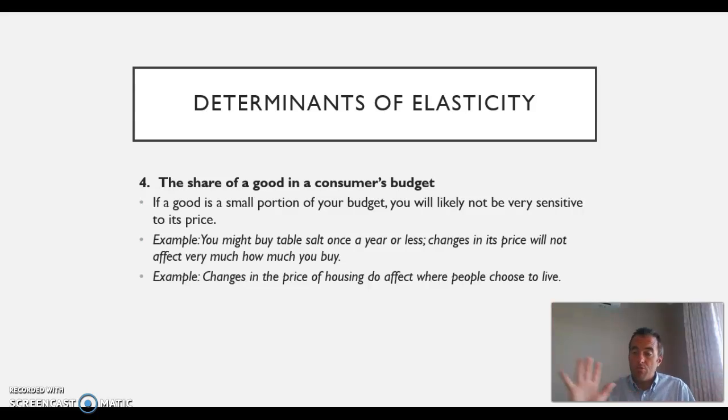When it's a large portion of my budget, a house, a car, if the price changes by 40%, am I going to buy it? Probably not. Small portion, inelastic. Large portion, elastic.